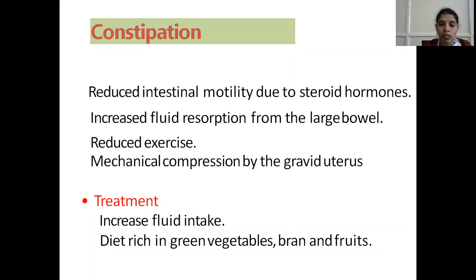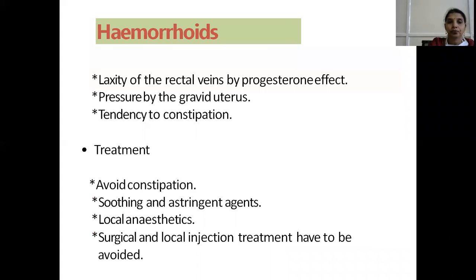To manage constipation, increase the fluid intake and take a diet rich in green vegetables, bran and fruits. Hemorrhoids. This is also one of the complications which we frequently see in the antenatal clinic. It occurs due to laxity of the rectal veins by the progesterone effect. Hemorrhoids are caused usually by the progesterone effect and constipation, and constipation also predisposes to hemorrhoids.